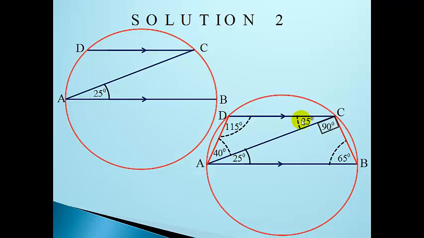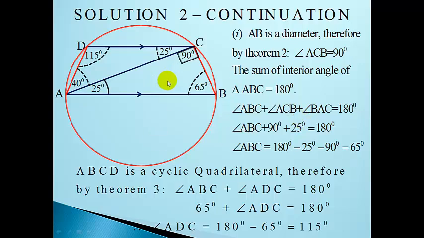Now let's proceed. Considering the diagram as shown, AB is a diameter. Therefore, by theorem 2, angle ACB equals 90. The angle that the diameter AB sustains at the point C is 90, because C is on the circumference.